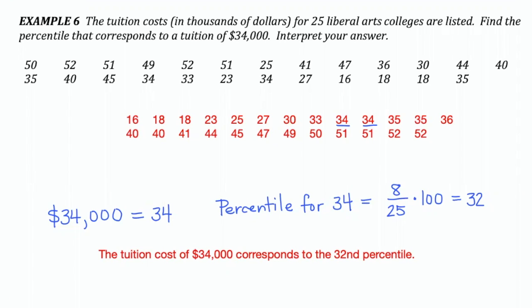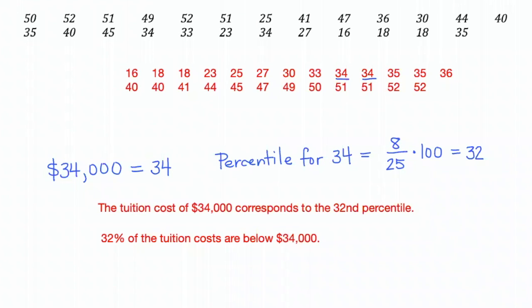Now, when you're asked to interpret that answer, you need to explain what percentile means. So because this is the 32nd percentile, a percentile always tells you there's 2 ways of looking at it. The percent of the data that your score is higher than, or you can think of it the other way, the percentage of data below you. So if 34,000 corresponds to the 32nd percentile, then 32% of the tuition costs are below 34,000.